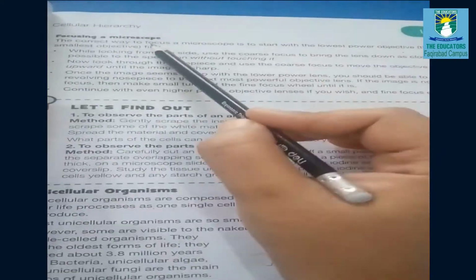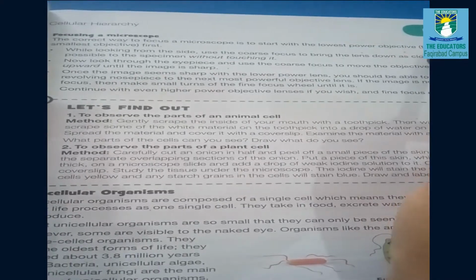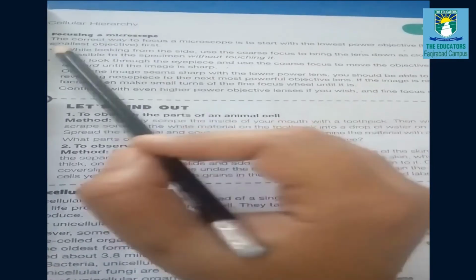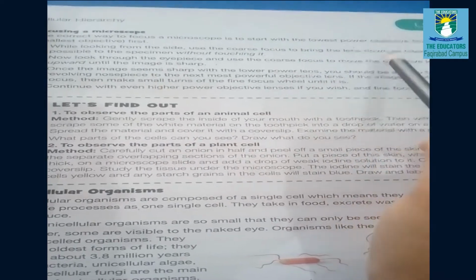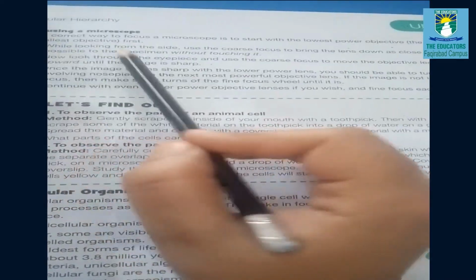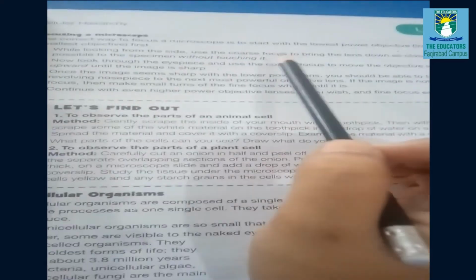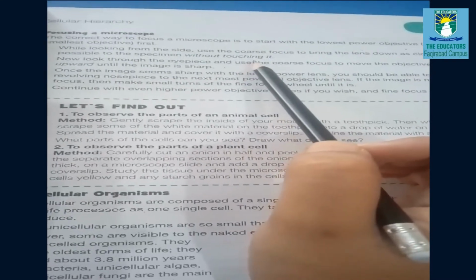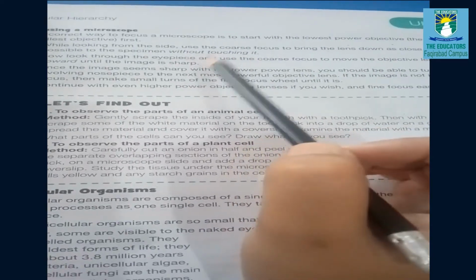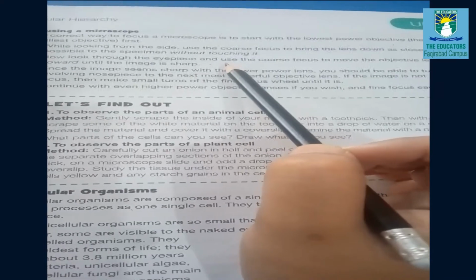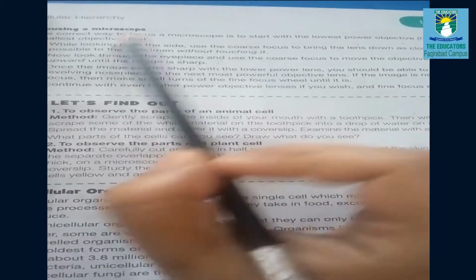The correct way to focus a microscope is to start with the lower power objective, the smallest objective first. While looking from the side, use the coarse focus to bring the lens down as close as possible to the specimen without touching it. A microscope is an instrument that magnifies things so that we can see them more clearly.